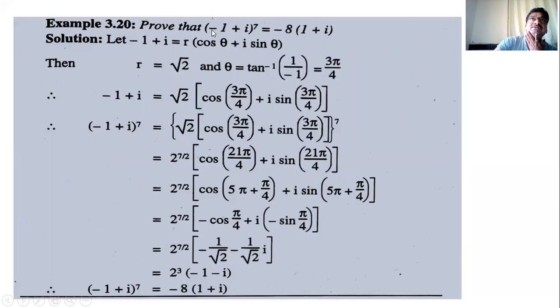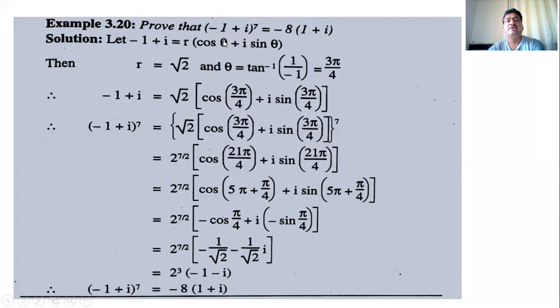The next problem is prove that minus 1 plus i raised to 7 is minus 8 times bracket 1 plus i. So consider the LHS and show the RHS. Okay, so the LHS is what? Minus 1 plus i raised to 7. Directly by using the binomial theorem, we can find minus 1 plus i raised to 7, x plus y raised to 7, and we have this answer.